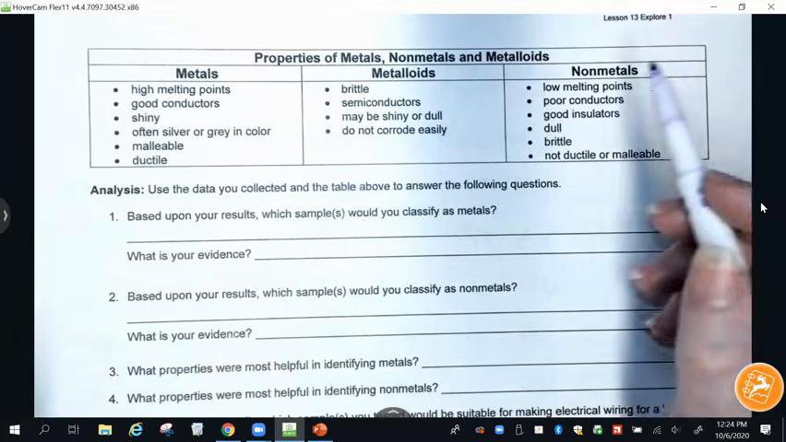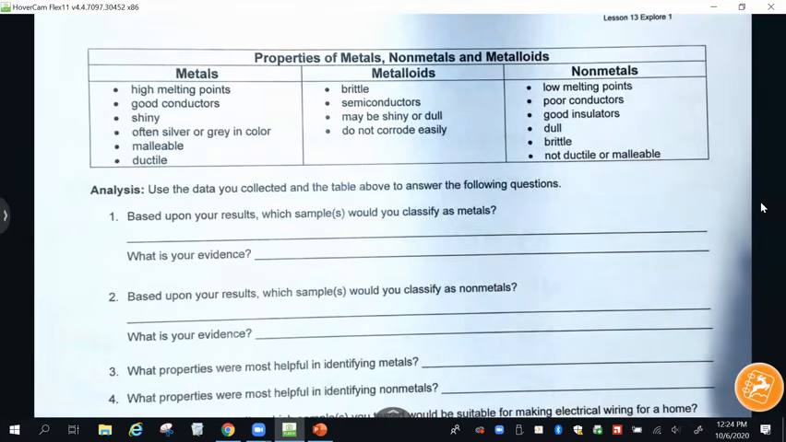Okay, Jordan, quick question. Can steel be the same color as silver? Yes. It's usually a little bit darker, but yeah, it's usually a darker silver color.